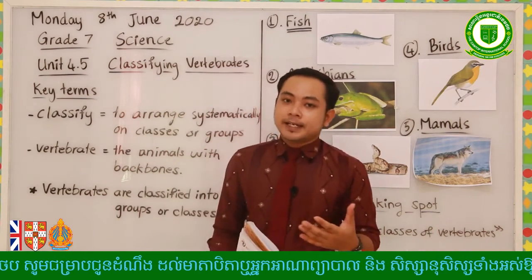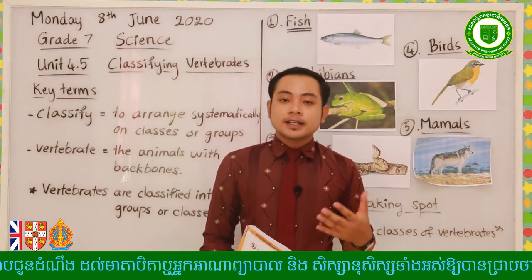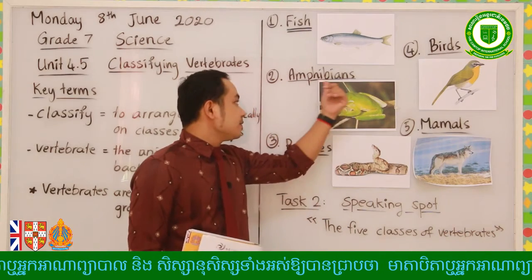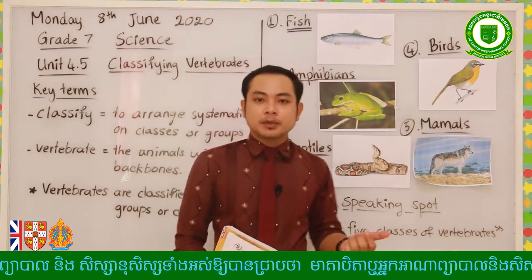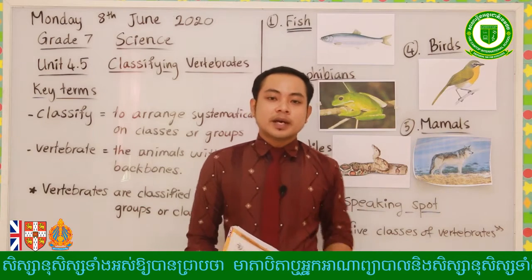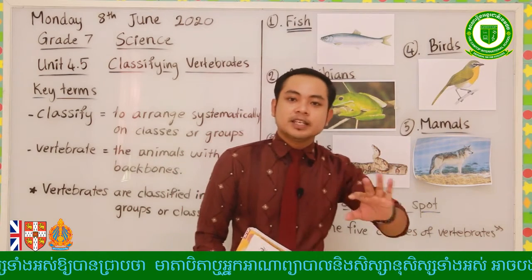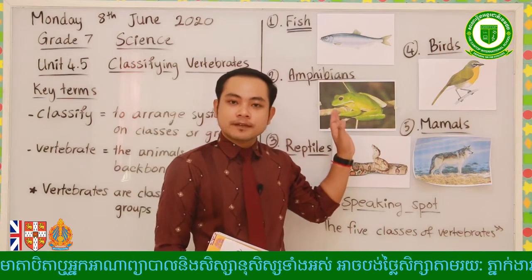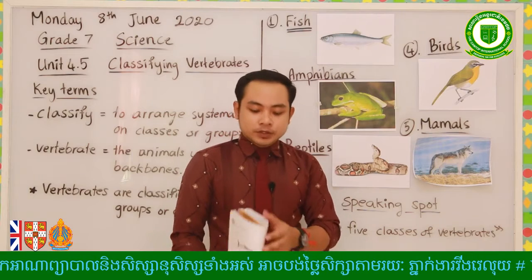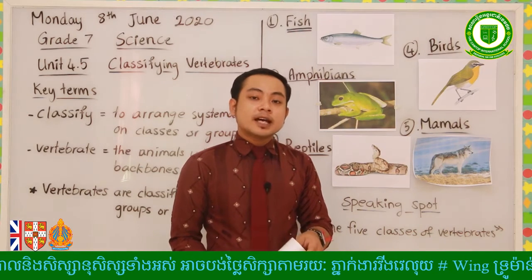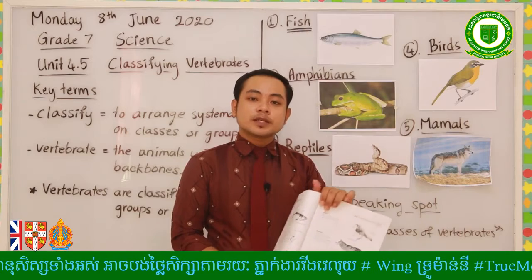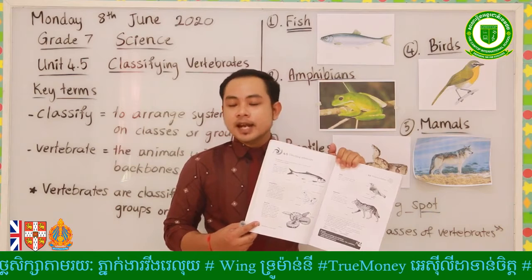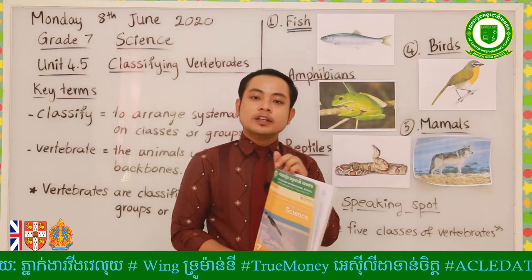There are 5 classes of vertebrates. They are fish, amphibians, reptiles, birds, and mammals. Right now I'm going to tell you about fish, and then you explain fish like this, like that. Okay, explain to me what you have learned in the previous session. To gain more information to explain or to do your speaking, you can read your lesson on page 62. Read it carefully again and again to get the knowledge or information.